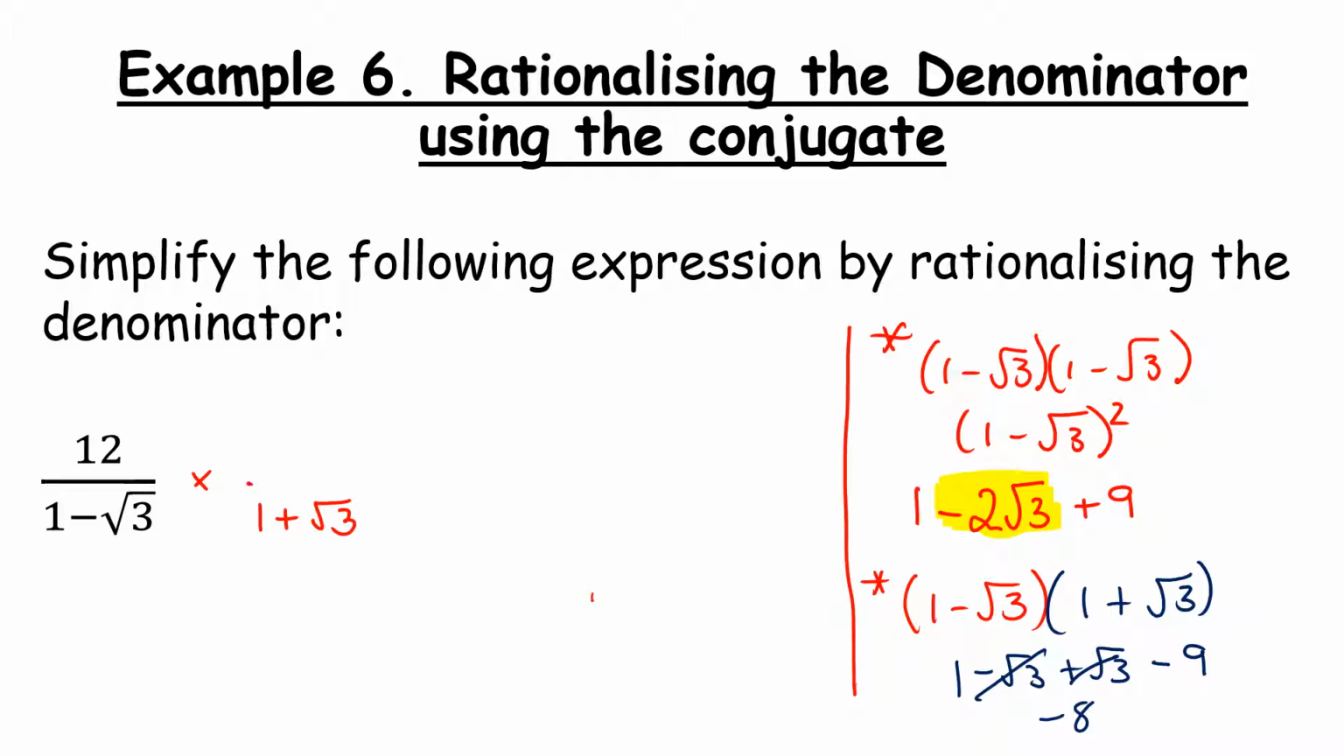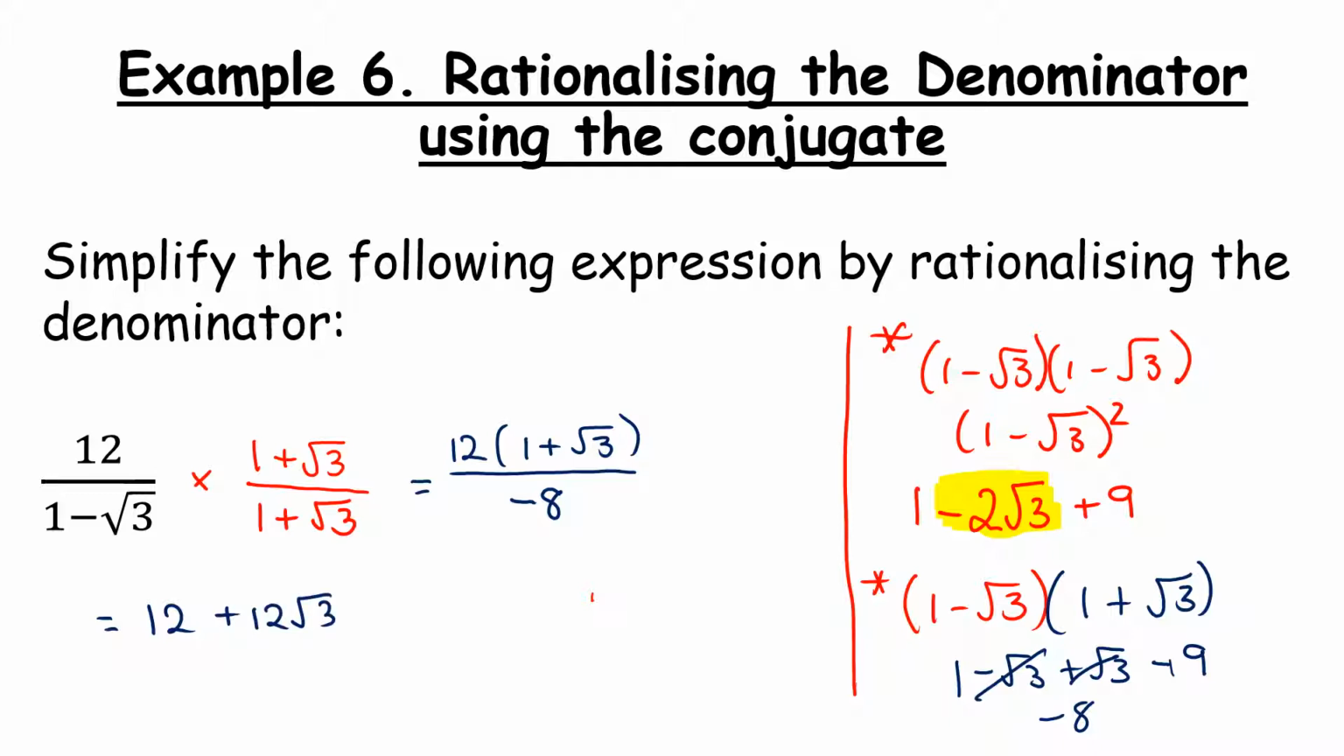So I don't want to change this fraction. I'm not allowed. So I have to multiply the top line by 1 plus root 3 as well. When I simplify down that fraction, that simplifies to 1, which means I'm not actually changing anything. So I get 12 times 1 plus root 3. And I get, from my workings out on the other side, this actually works out as minus 8. So I get 12 plus 12 root 3 all over minus 8.